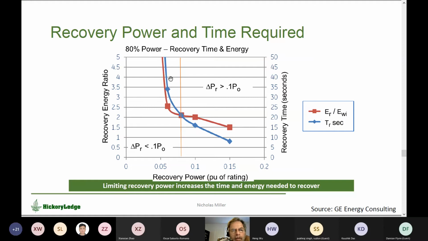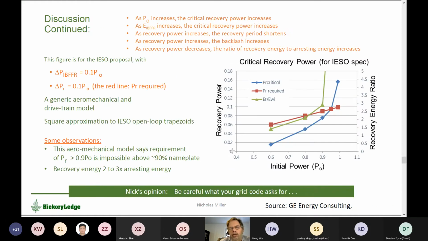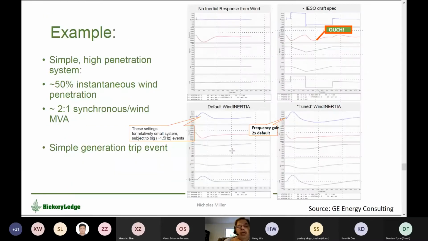The blue curve is how long it takes to recover. So the more aggressively you allow the backlash, the faster you get back to where you were. So that is the trade-off. And if you over-constrain it, and there's more detail here, which I'm not going to take the time to go through, you end up with an over-constrained system. You cannot recover, or you cannot meet the rules of the grid code. So we were pretty alarmed when we saw this being proposed. You can't just let the accountants say, I want this, because you don't get it.